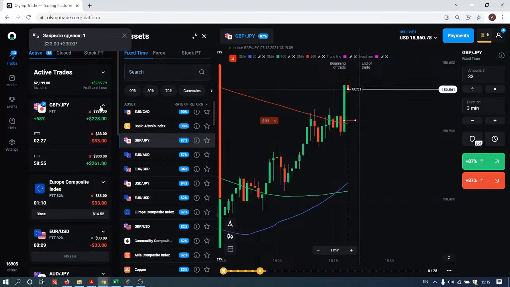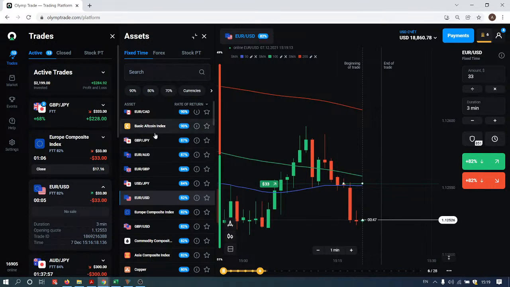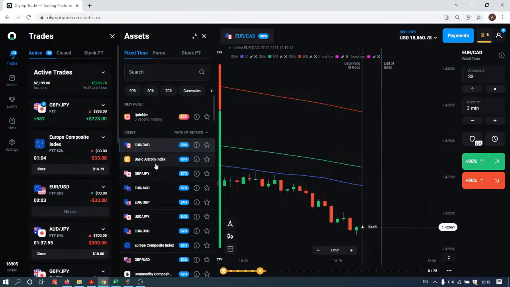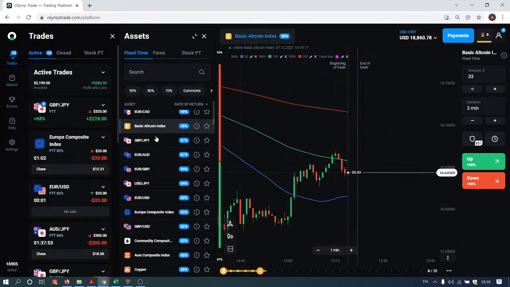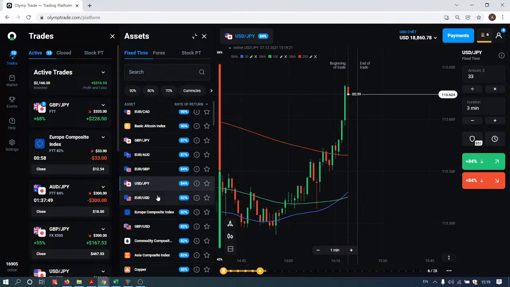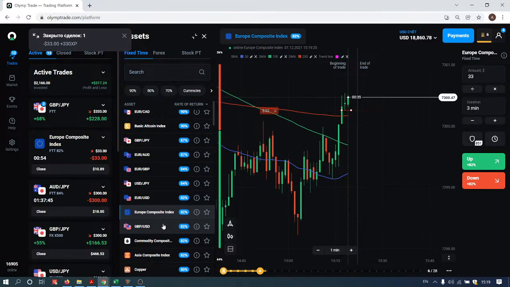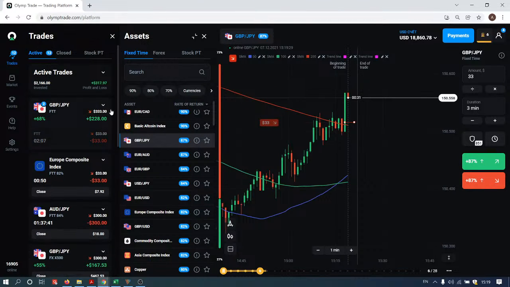So it's quite important that you don't spend the rest of your money on trading. You've got to have a more relaxed attitude to trading. Okay, so how many open trades do I have?